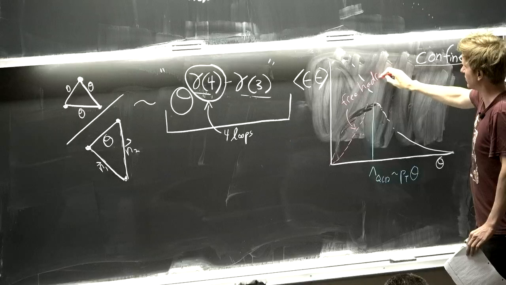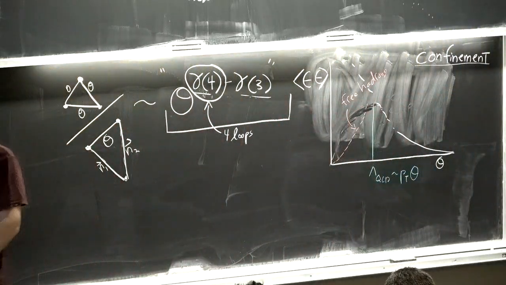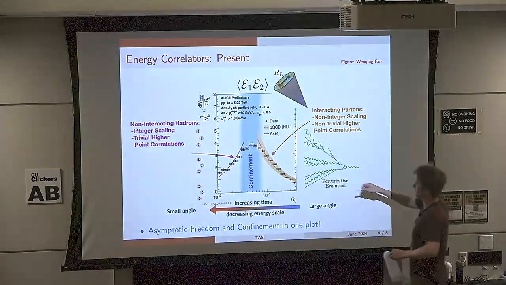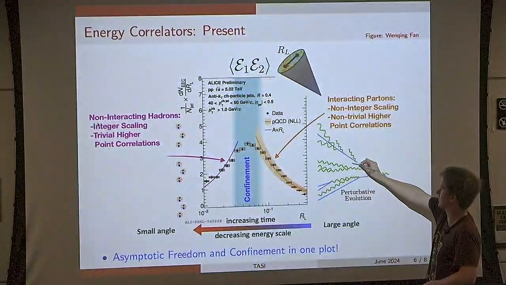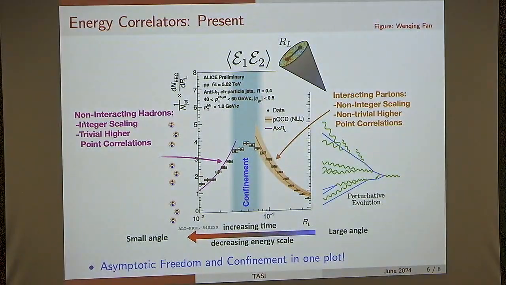If you're just measuring these correlation functions in the energy flow, you can see that QCD has some asymptotically free region and then some confining region. This is an actual measurement by the ALICE experiment, also at the LHC, where you can see this very nice scaling behavior, which we'll show how to compute in terms of quarks and gluons. It has this non-integer anomalous scaling behavior because it's really a quantum theory, and it has non-trivial higher point correlation functions, so it has these interesting shape dependences.